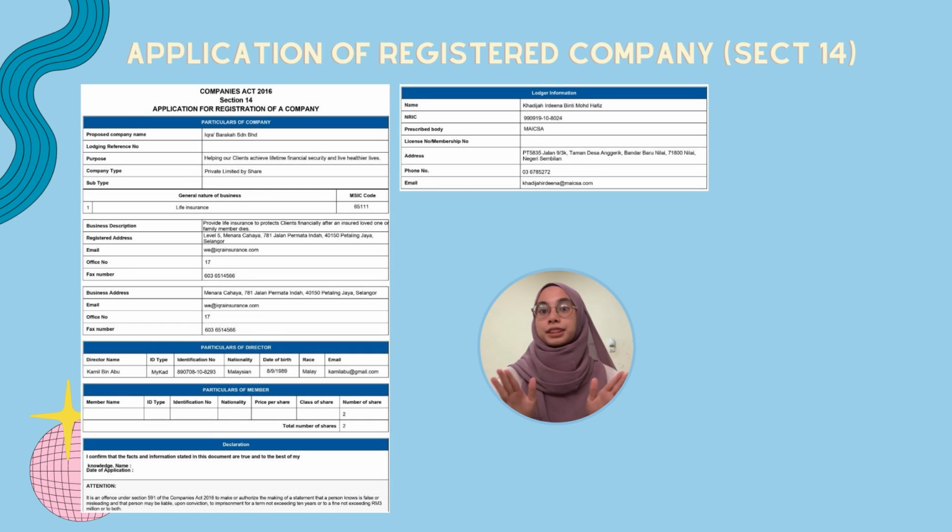Next, a person who desires to form a company should apply for incorporation to the registrar by using this form, which is the application for registration of a company. As stated in our form, the proposed company name is Iqra Barakah Sendirian Berhad, and the status of our company is private limited by share. Next, our business description is to provide life insurance to protect our clients financially after an insured loved one or family member dies. And lastly, the proposed registered address is also stated in this form.